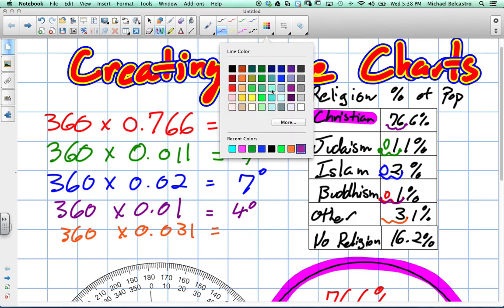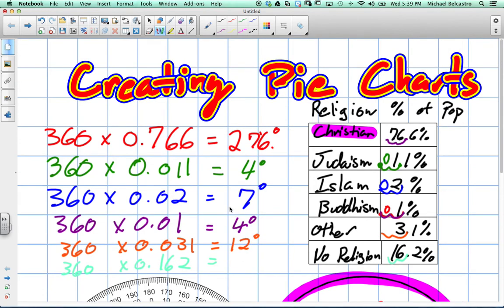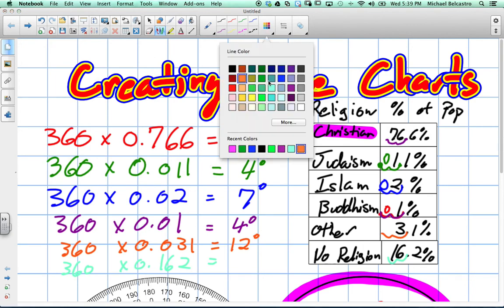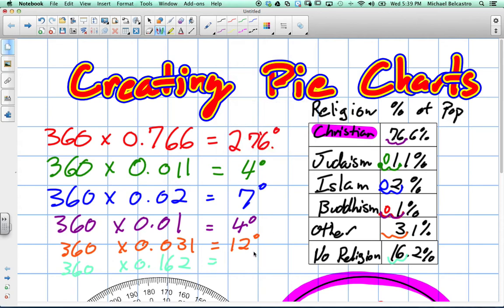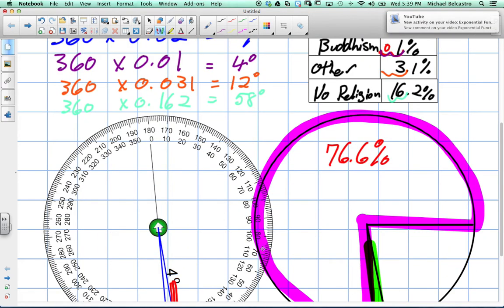11.16, which is closer to 12. Okay, great. And then the last one, I don't know if you can see it there. It's 360 times 0.162. So you said 12? Is that what you said? Yeah. Okay. 58.32, which is closer to 58. Actually, I think 58 would be closest.